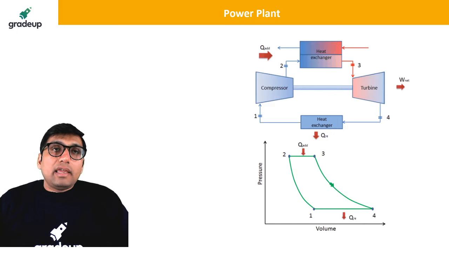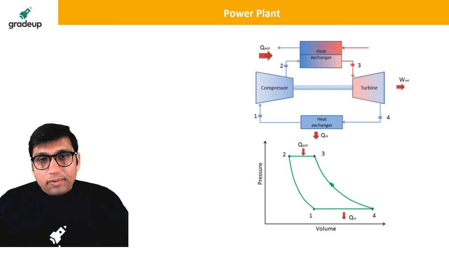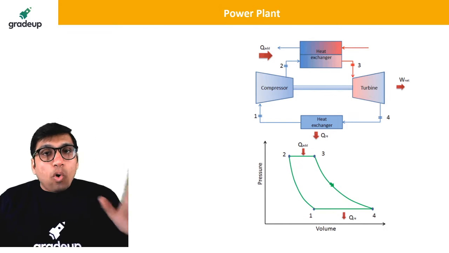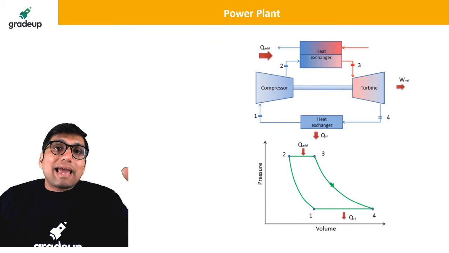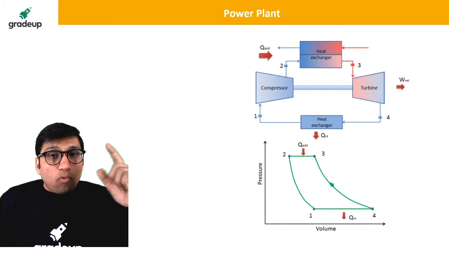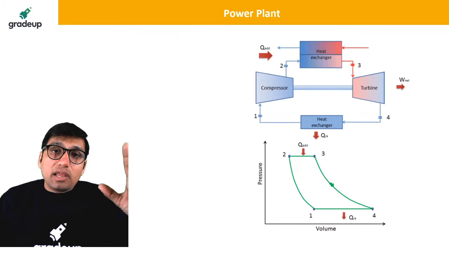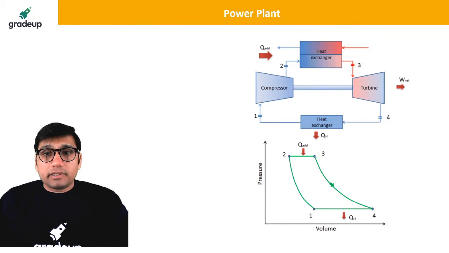Closed feed water heater. See, whether it is an open feed water heater or a closed feed water heater, they will have the same effect. The only difference is that the open feed water heater is a deaerator, and in the deaerator the non-condensable gases are removed from the feed water. That is why we use an open feed water heater, and one open feed water heater is compulsory, and 3 to 4 closed feed water heaters are used in the power plant.